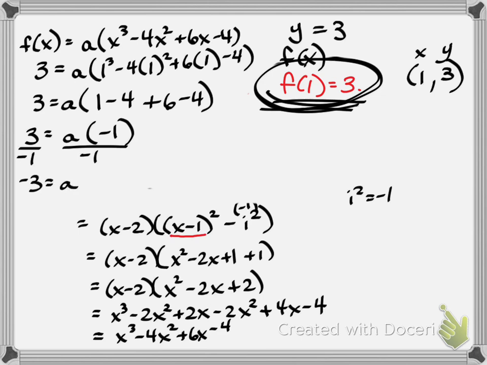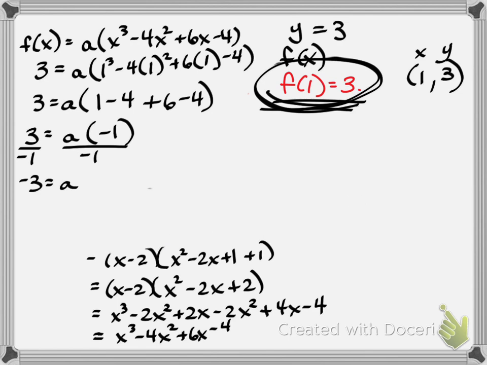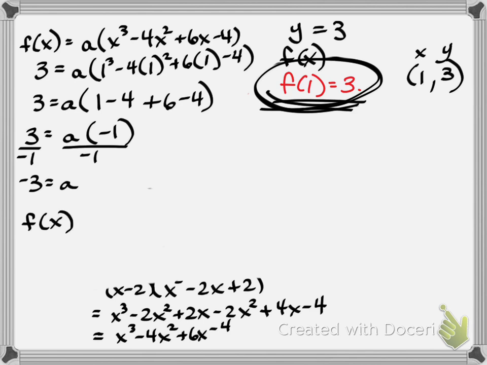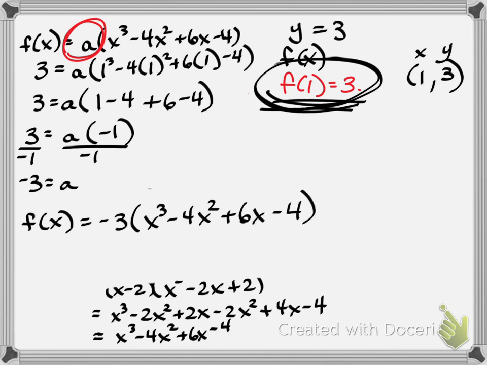So you're almost done. These are sort of long problems sometimes. Your final answer that satisfies all the conditions is, we're going to put that negative 3 right here. I'm just going to rewrite that whole thing, but put negative 3 there. Negative 3, parenthesis, x to the third minus 4x squared plus 6x minus 4. And if you want, you could distribute it, but I'm going to stop there. All right, let's see what else we need to do.